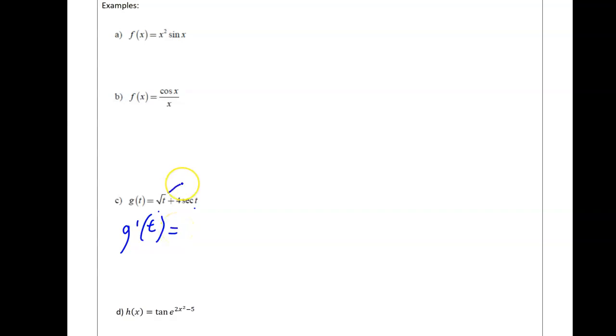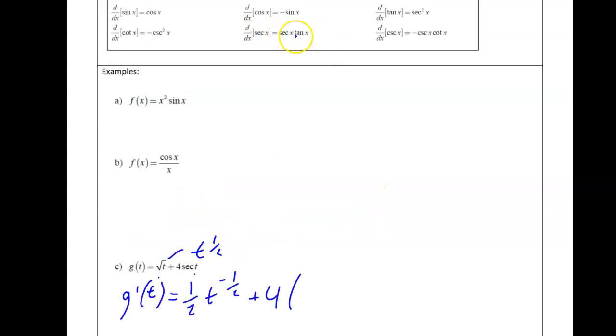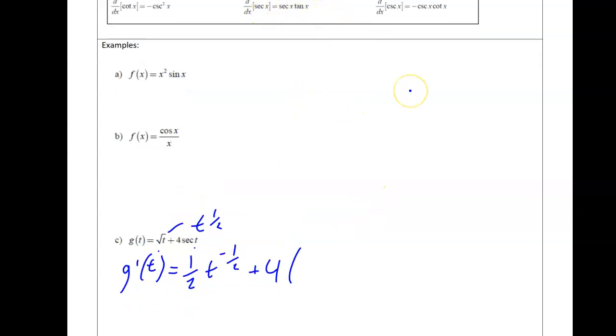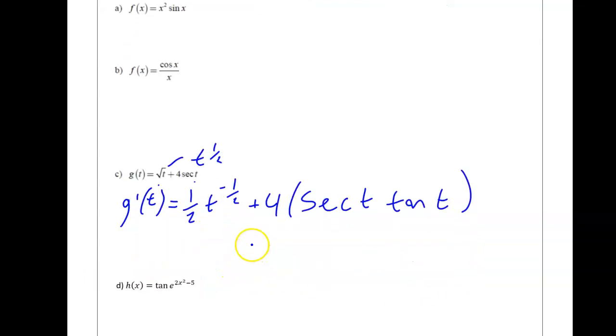So remember, this root t is really t to the 1/2 power. So that's 1/2 t to the negative 1/2 as the derivative of that. And then plus 4, and then we need the derivative of secant t. The derivative of secant x is secant x tangent x, so secant t would be secant t tangent t. And the 4 is just chilling in front. You don't really need these parentheses either. We will understand what you mean. Okay, so notice here we just had a sum of two functions.